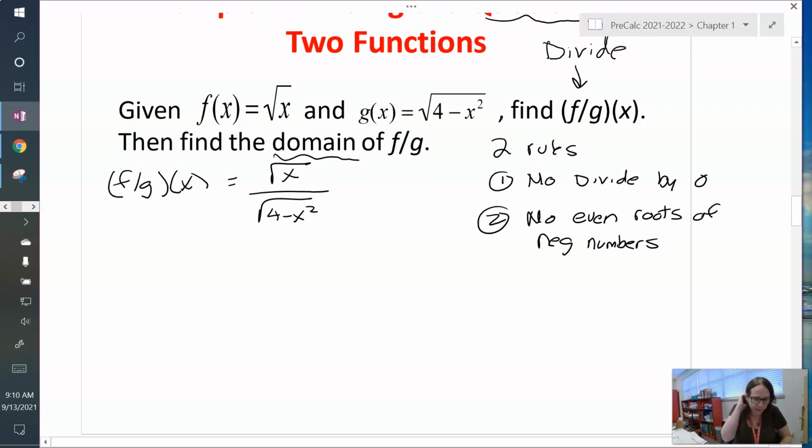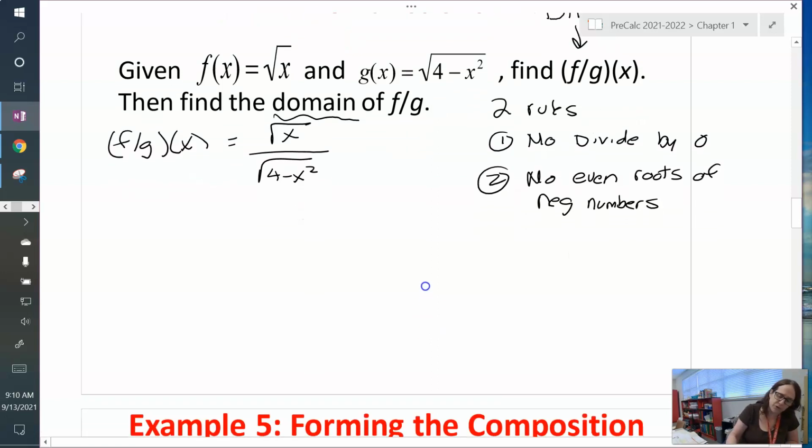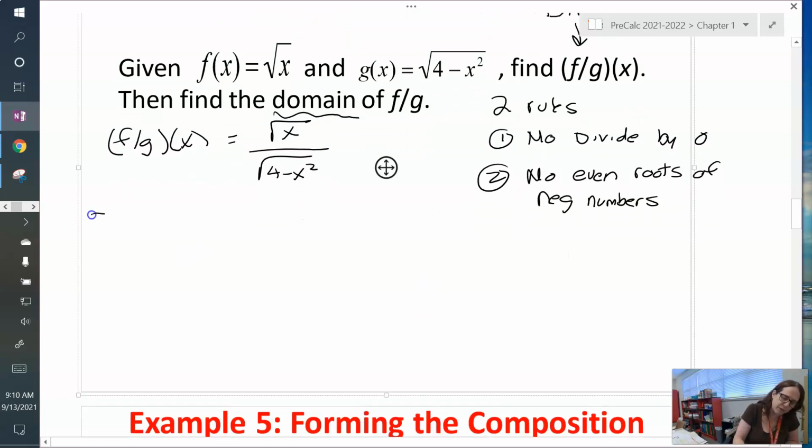So first thing we need to do is I am noticing a square root in the denominator. So I have a 4 minus x squared. So in pictures, let's start off with assuming all real numbers.